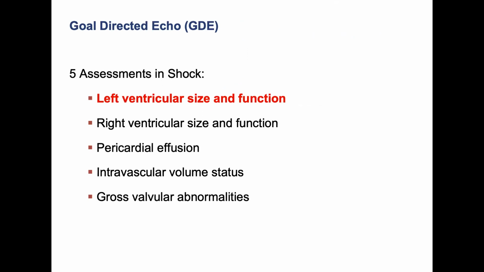So when I do all my lectures, particularly in the ICU curriculum, we talk about goal-directed echo, and we talk about the 5 assessments of shock. So we talk about left ventricular size and function, right ventricular size and function, pericardial effusion, intravascular volume status, and gross valvular abnormalities. And today we're going to talk about left ventricular size and function.